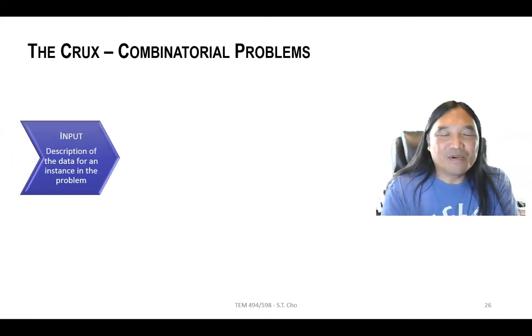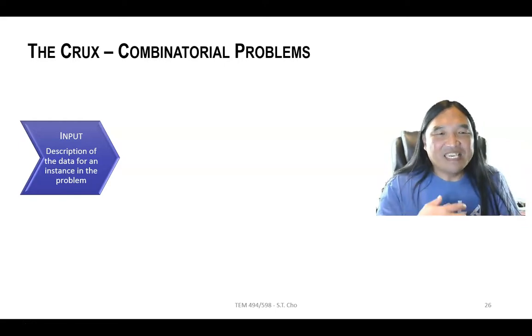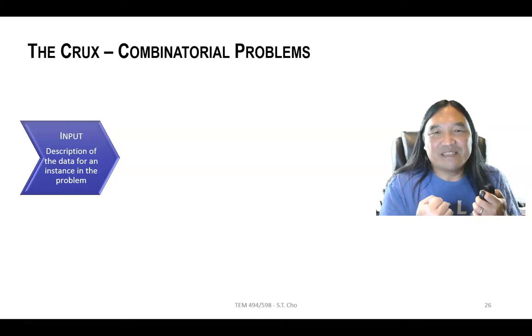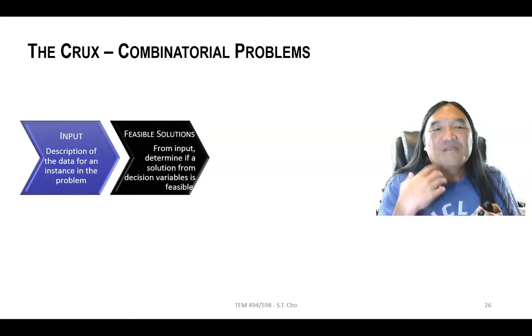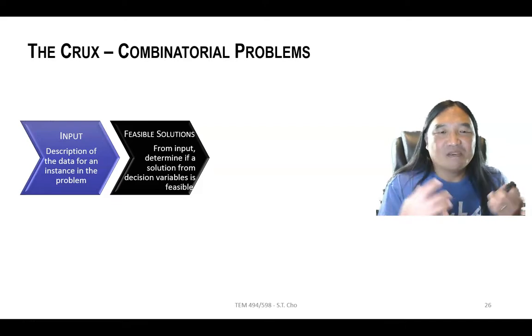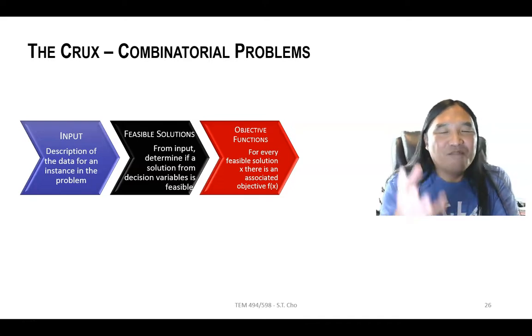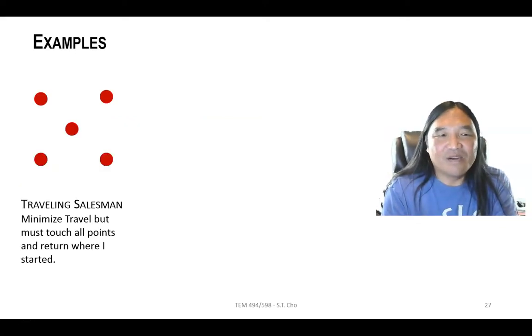Now, combinatorial problems means that you can have more than one combination of things. And so an input is data for an instance in the problem. And an instance means just one specific case. Feasible solutions come from whether or not the decision variables are feasible, and objective functions is for every value of x, there's an associative objective of x. And so the goal is to find that x that minimizes the error.